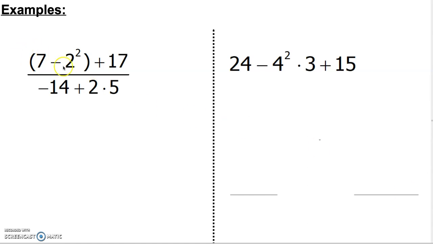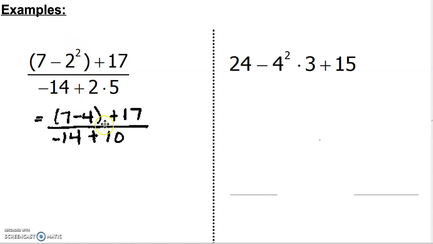Okay, in these two examples, we actually have two sets of grouping symbols here. We have our parentheses that are in the numerator and our fraction line that separates the numerator and denominator. So we'll work with that top grouping first. Within that grouping, we have 7 minus 2 squared. So now within that group, we follow order of operations.